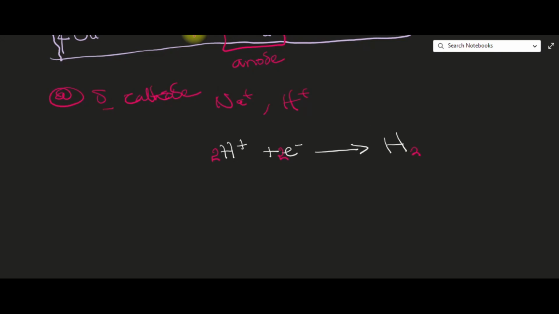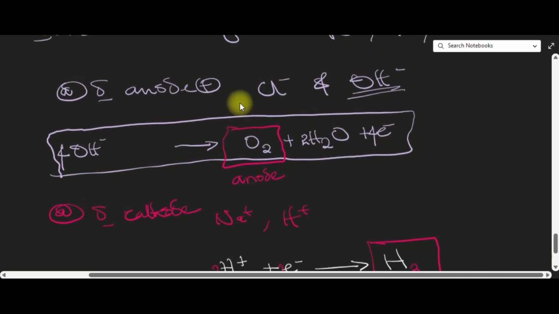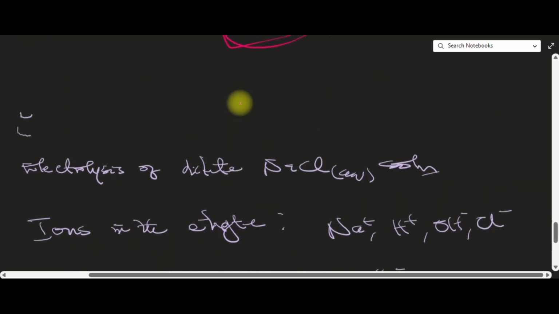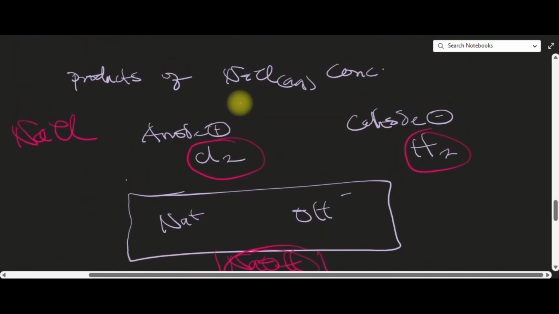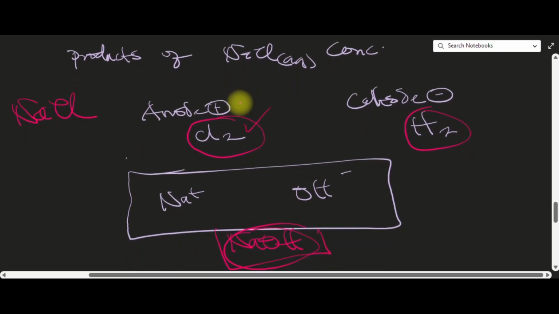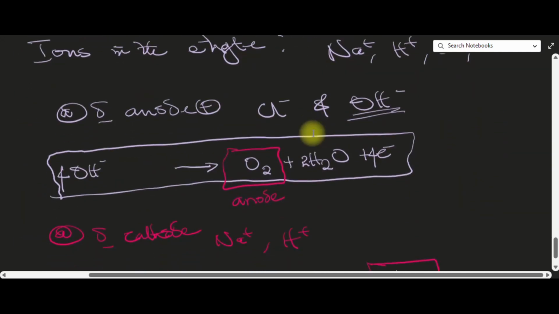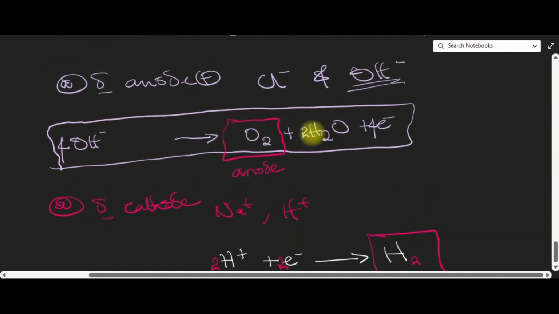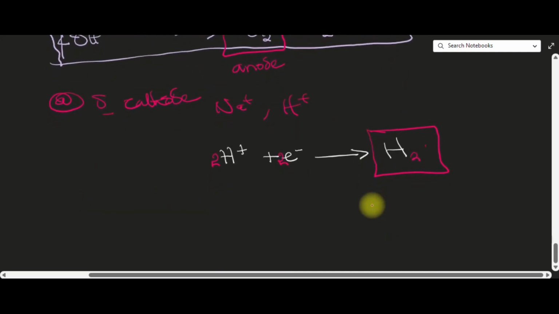The product at the cathode is hydrogen gas, whereas the product at the anode is oxygen gas. You can see that we have different products. When we dealt with concentrated sodium chloride, the product at the anode is chlorine gas, and the product at the cathode does not change: hydrogen gas. When we use dilute sodium chloride, the product at the anode is what changes, to oxygen gas, whereas the product at the cathode does not change.